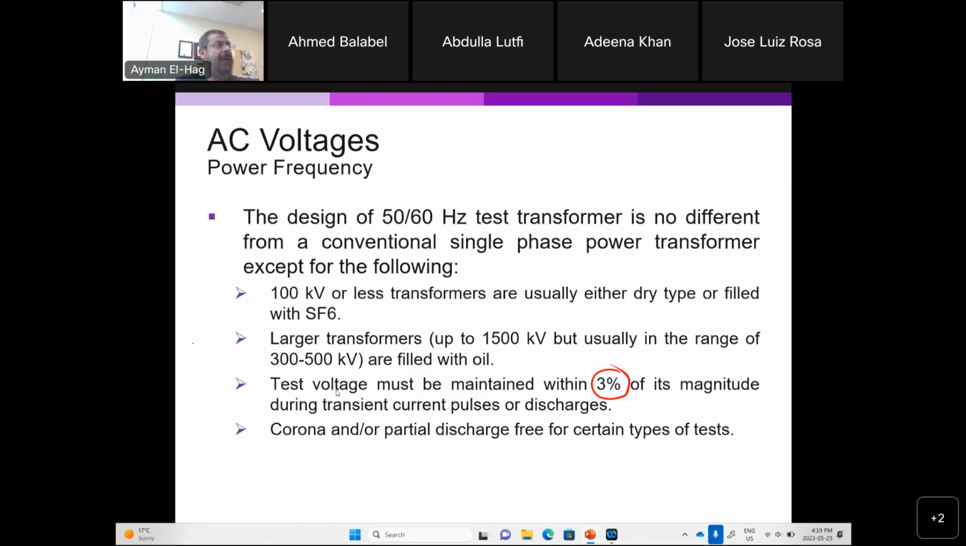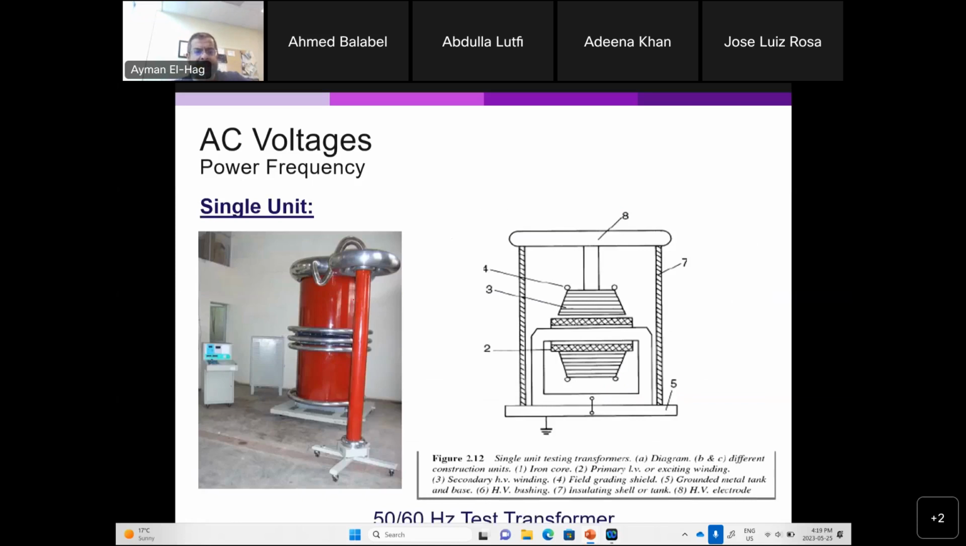Now, how they look like, this is one example, and this is the most common example. We have two examples here at the high voltage lab at the University of Waterloo. I am planning to make a video about these transformers. I will go to the lab and make a video and share it with you later on. We have 400 kilovolt and 150 kilovolt transformers, and this is how they look like.